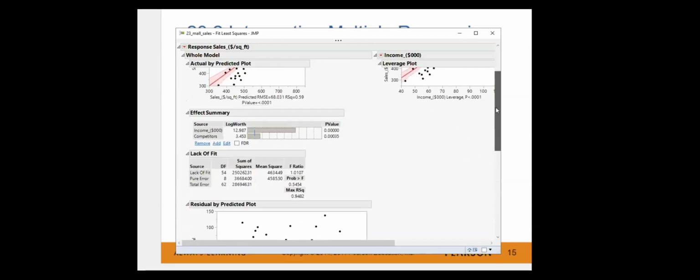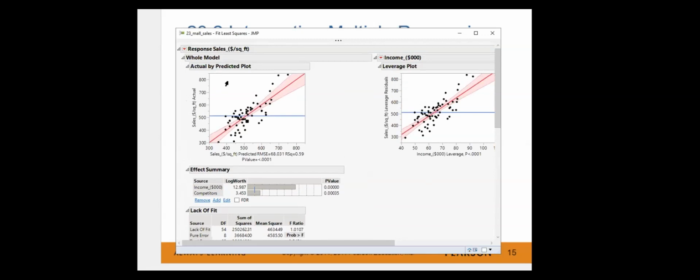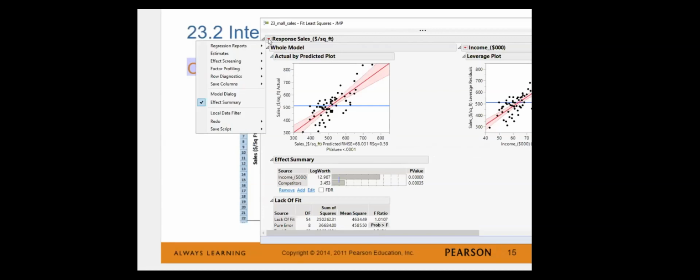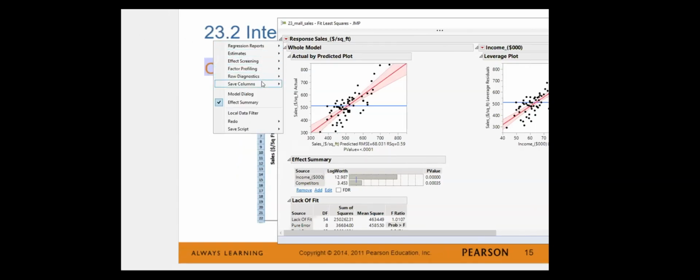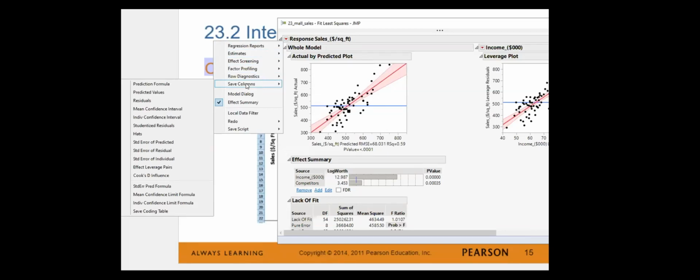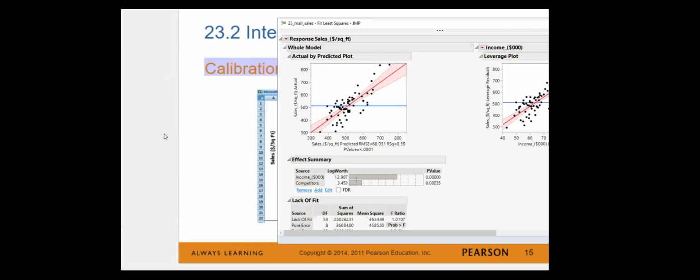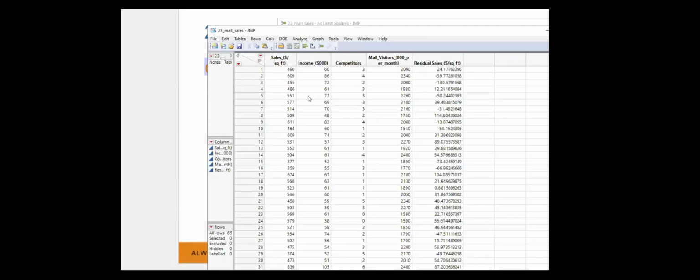Remember that for all of these plots that we see here, there are many other ways to get these. You can click on the red triangle and get the same results from different options. But let me really quick show you where to save the residuals. If you want to have actual residual values, go to Save Columns and click on Residuals. And you need to look back at your actual data. The residual values will be present in your data set. So I go back to my data. Look, this column is added.